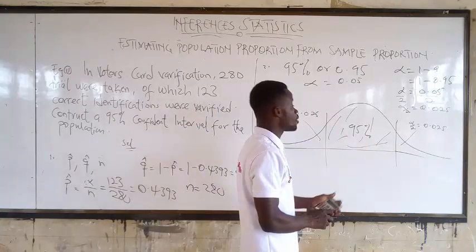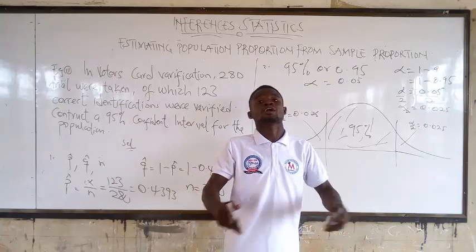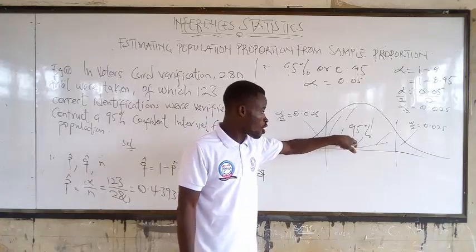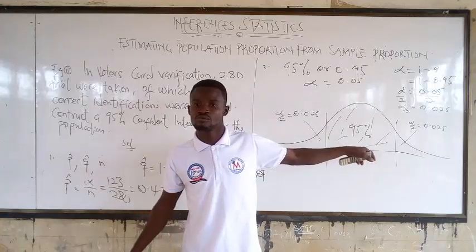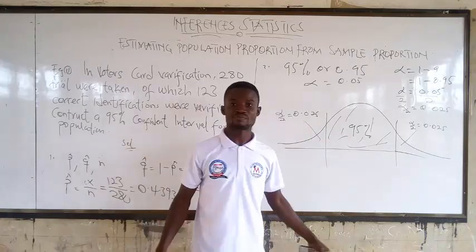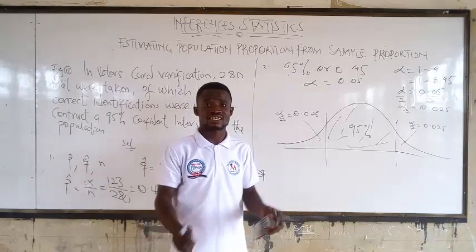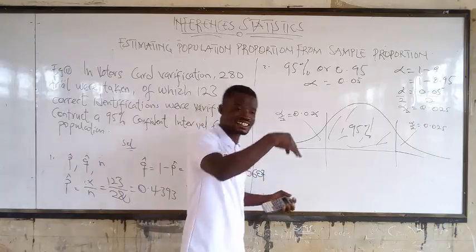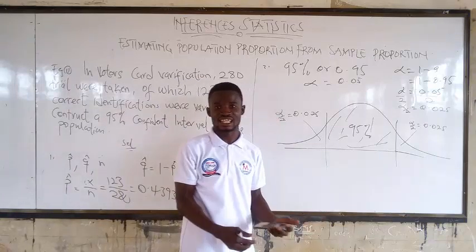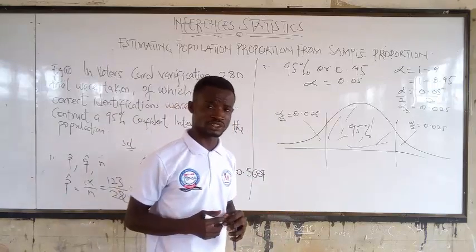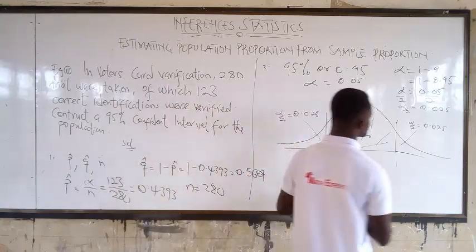Let's assume that I don't know the common critical value for 95% or 0.05. I'm going to teach you how to get it so that when you get a different percentage, you can also come out with it. So this is what we are going to do.